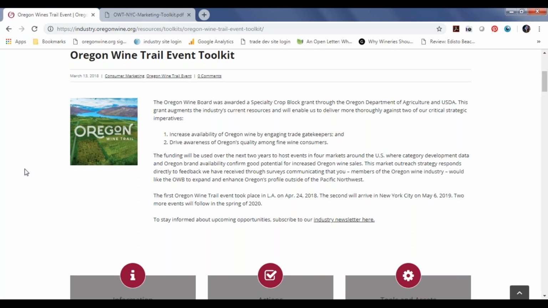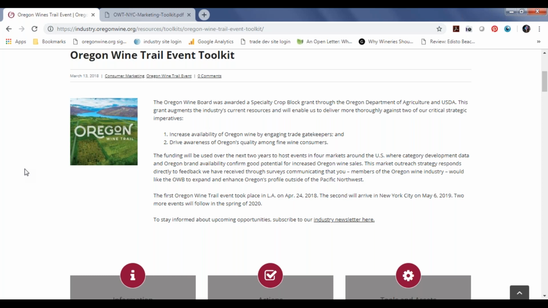The OWB was awarded a specialty crop block grant through the Oregon Department of Ag and the USDA to augment the industry's current resources and enable us to deliver more thoroughly against two of our strategic imperatives. You can see them numbered there. Increase availability of Oregon wine by engaging trade gatekeepers and drive awareness of Oregon's quality among fine wine consumers.